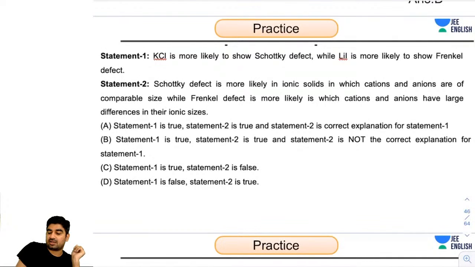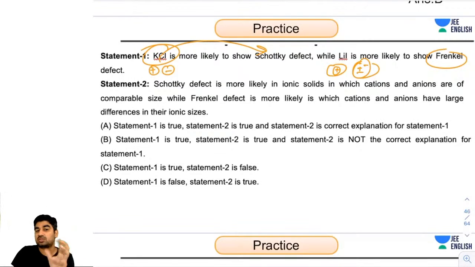So guys, here Li size will be small, but I minus will be large. And in K plus, the size of the cation and anion will be comparable. So if comparable, it will show Schottky defect, and if the size difference is huge, then it will show Frenkel, so that it can easily dislocate. Tell me now the answer. Schottky defect is more likely in the ionic solid in which cation and anion are of comparable size.